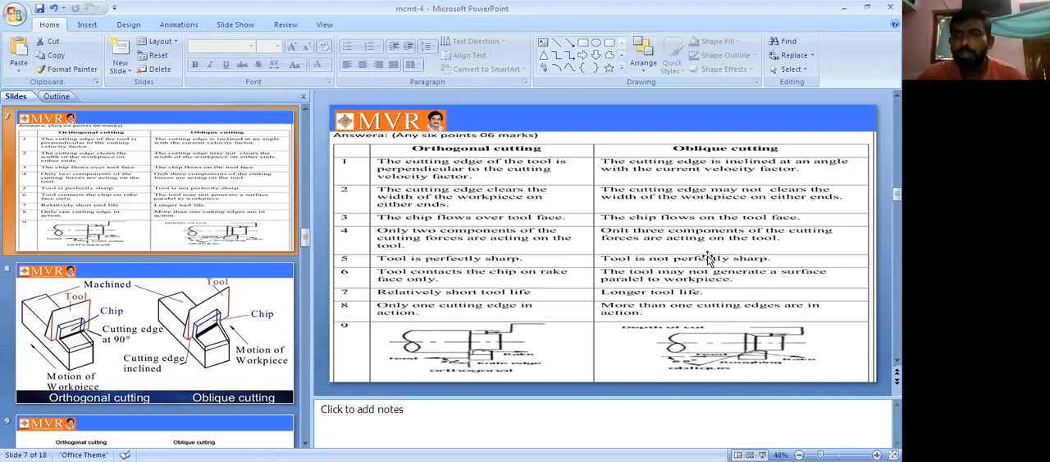In oblique cutting, three components of the cutting forces are acting on the tool, so it is called 3D cutting. Oblique cutting we can simply call 3D cutting, and orthogonal cutting we can simply call 2D cutting. In orthogonal cutting the tool is perfectly sharp. In oblique cutting the tool is not perfectly sharp. Why? Because we can see multiple edges, so we cannot sharpen the tool.